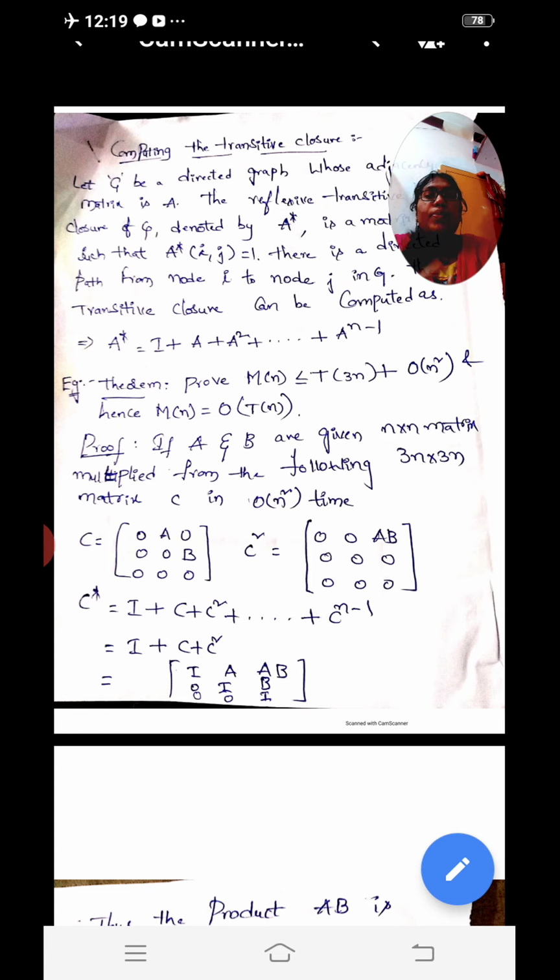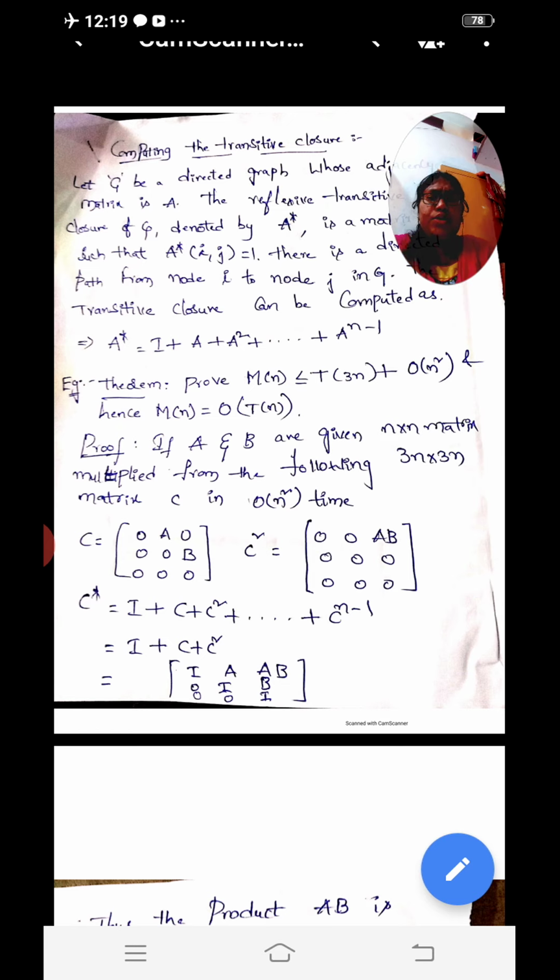Now coming to the proof, if A and B are given n by n matrices, A is nothing but a 3 by 3 matrix, and B is also a 3 by 3 matrix. Now we have to multiply the following 3 by 3 matrices. We get the value C. If we multiply the 3 by 3 matrices A and B, the product AB is assigned to C, in which big order of n square time is used.